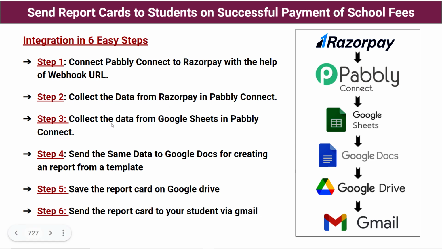Now we have step 3, collect the data from Google Sheets in Pabbly Connect. So in your Google Sheets, you have the details of your students, like their name, their roll numbers, their respective marks, their respective email address, and all those things. These details will be captured in Pabbly Connect.